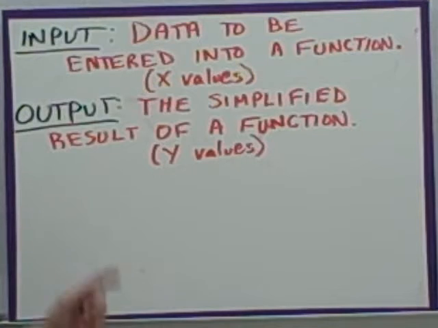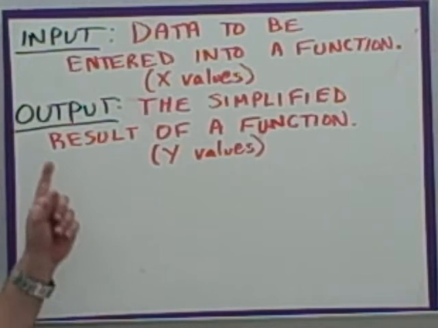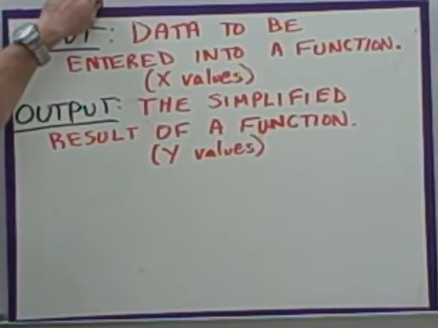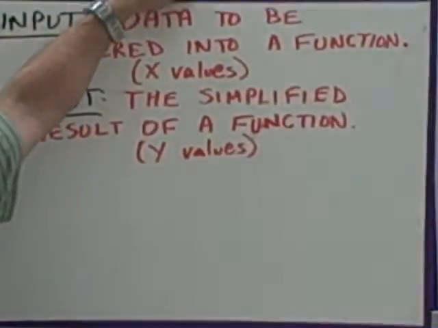Input. Input is data to be entered into a function. It's the x values. X values are always going to be the input values. Output is the simplified result of a function. The y values. That f of x really is, well, we're going to talk about that in a minute, but it's the simplified values of the expression.